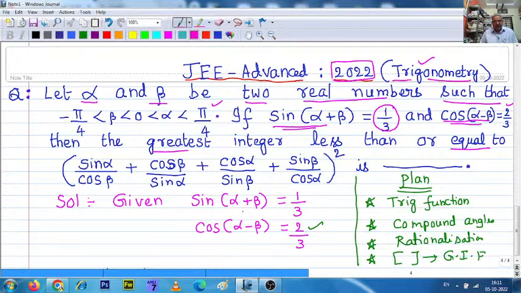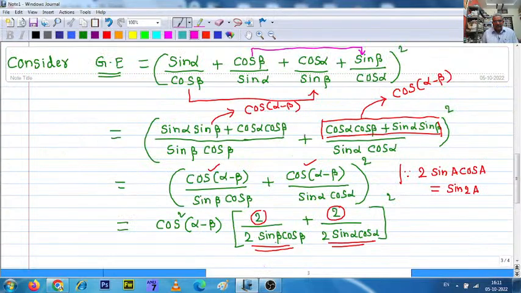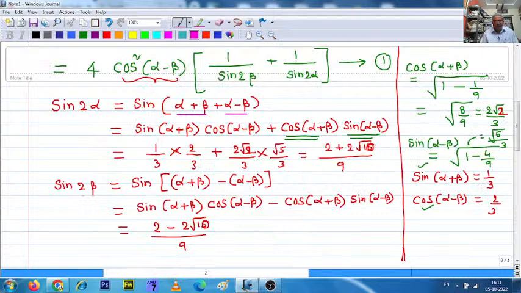Sin alpha plus beta is equal to 1 by 3 and cos alpha minus beta is equal to 2 by 3, right? Next simplification. Okay, this cos alpha minus beta taken common out, right? This is cos square alpha minus beta. Next multiply with 2. So next step is 4 cos square alpha minus beta, 1 by sin 2 beta plus 1 by sin 2 alpha. Next sin 2 alpha is sin alpha plus beta cos alpha minus beta, that is 1 by 3 into 2 by 3. That will be 2 by 9.